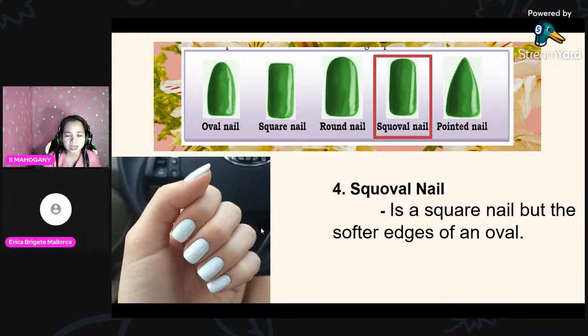Kailangan laging malinis. Hindi naman po kailangan may nail polish or nail art kayong ina-apply sa nail ninyo. Ang importante po ay malinis. Wala kang nakikitang mga nangingitim na lupa na inaangkin ng kuko ninyo. Okay po? So, kailangan malinis. Okay. So, next po.